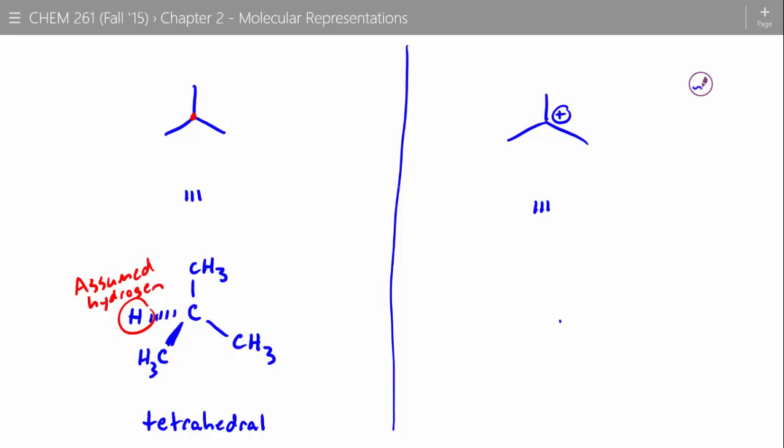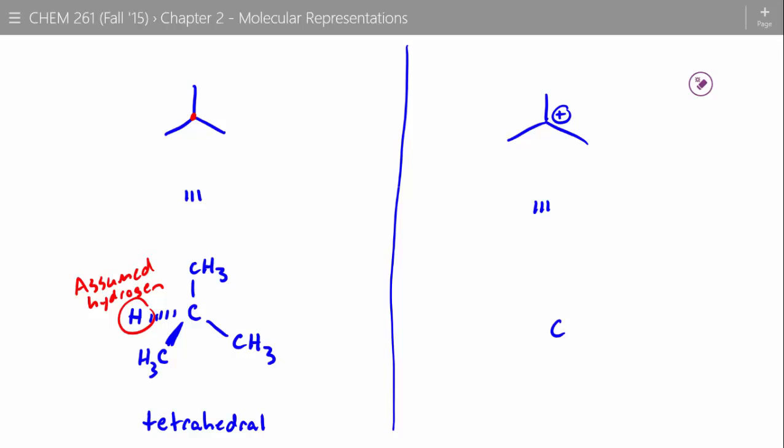So we still have the central carbon. Well, even before we do that, we've got the central carbon. What's the geometry for that central carbon? What do you guys think? Raise your hand if you think it's going to be tetrahedral. What about trigonal planar? Why would it be trigonal planar?